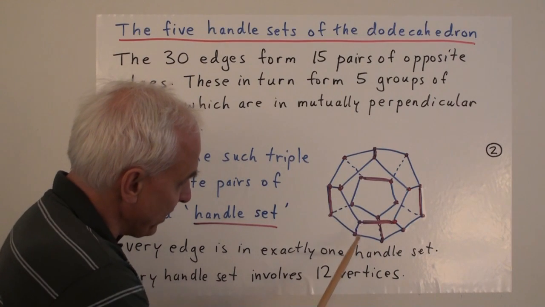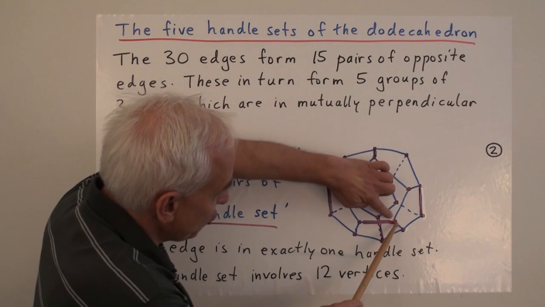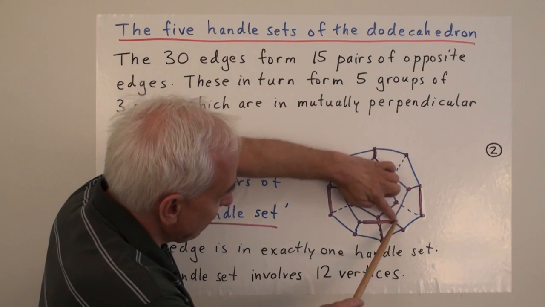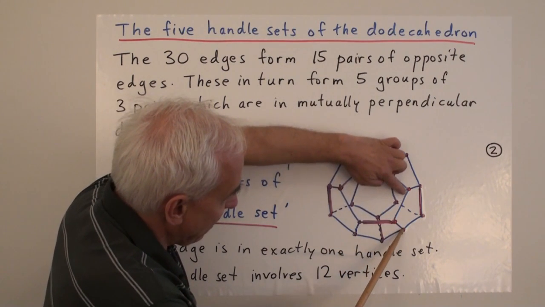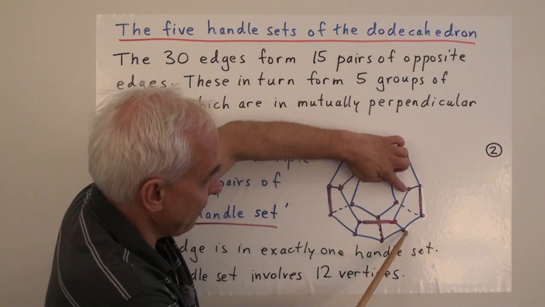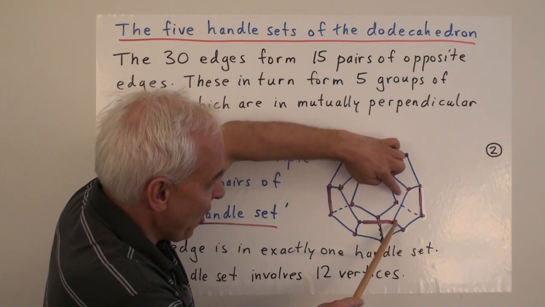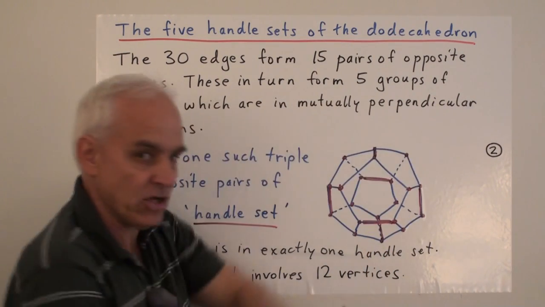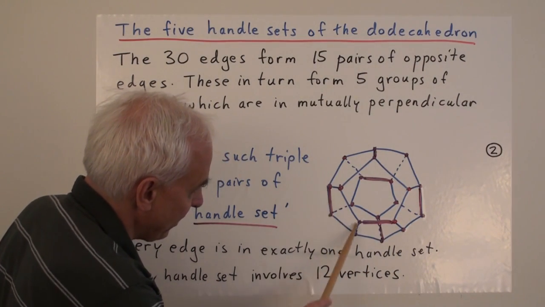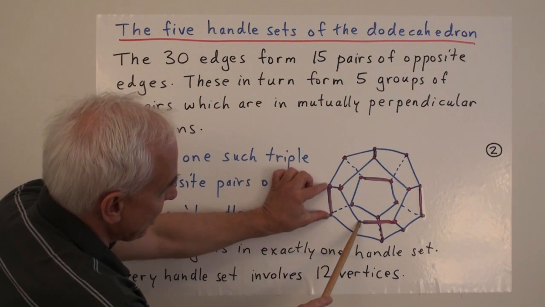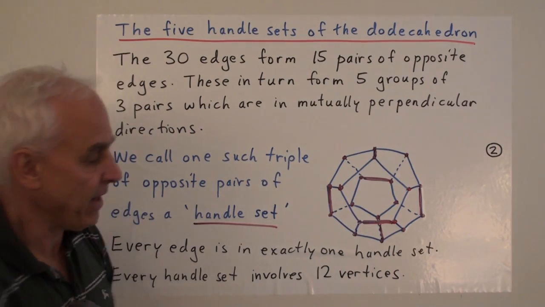So we can see the relationship between the edges in the handle set as follows. If we choose this edge here to start with, then this edge has 2 edges emanating from it on this side and 2 edges emanating from it on this side. So if we look at the 2 edges emanating on this side, that's part of another face, and the other edge that appears in the handle set is opposite to this vertex in that adjacent face. Similarly, the end here is part of a pentagonal face, and the edge that's opposite that vertex in that pentagonal face forms another element of the handle set.